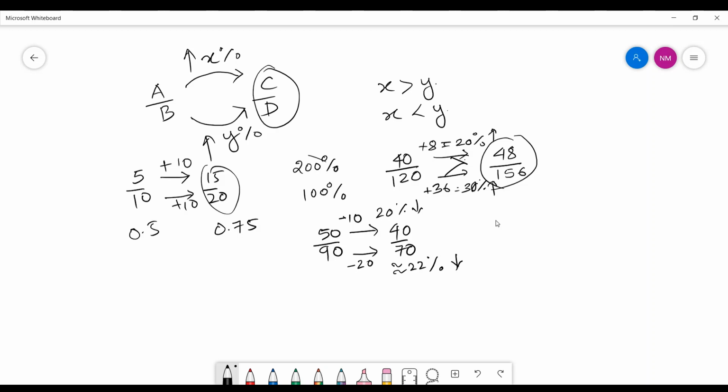So this denominator is going to be the dominant factor, and since it is decreasing, it is eventually going to increase the ratio, right? So this particular ratio is going to be greater than 50/90, because both numerator and denominator decreased, but the denominator decreased at a rapid rate than the numerator. So it is going to increase the overall ratio.